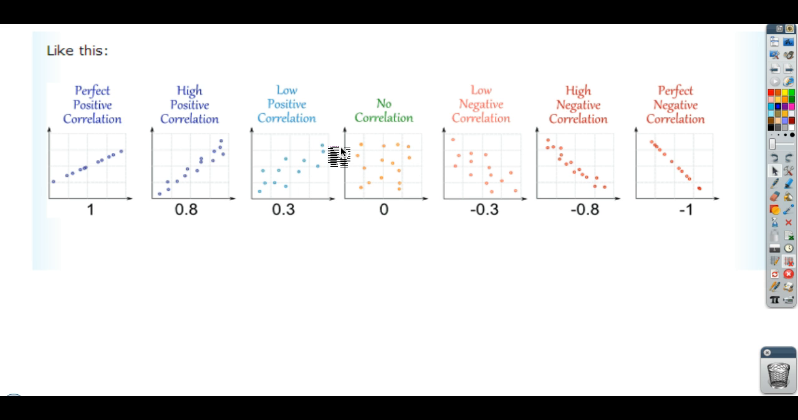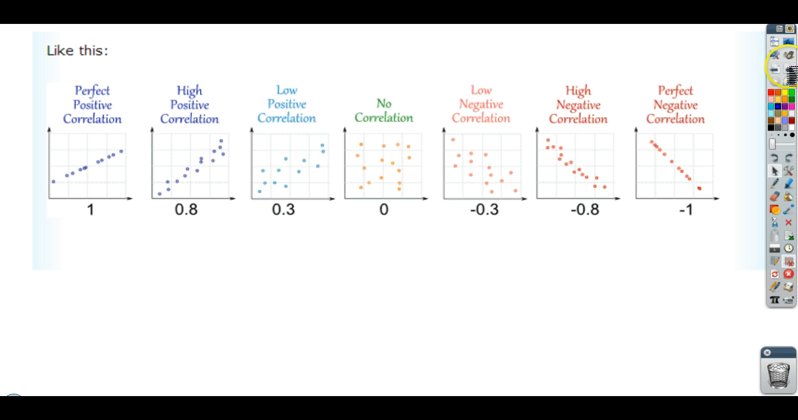Something like that might be, let's say, the size of your hands and how much money you make. That probably has no correlation. Maybe it does, but I'm guessing it doesn't. And then the opposite: scattered pretty well, but going down, negative correlation. We'll talk about what these numbers mean later. Then a high negative correlation, meaning they're pretty close, and then a perfect negative correlation, meaning those things are straight down.